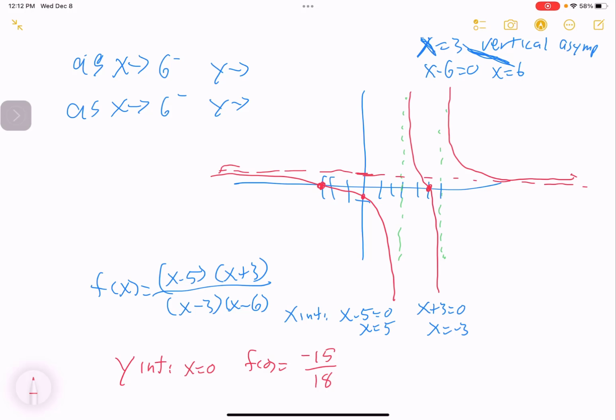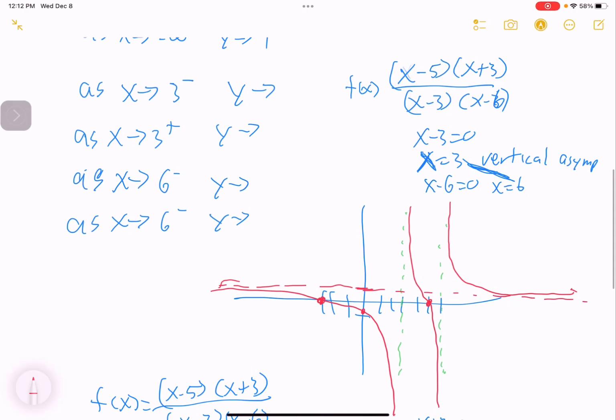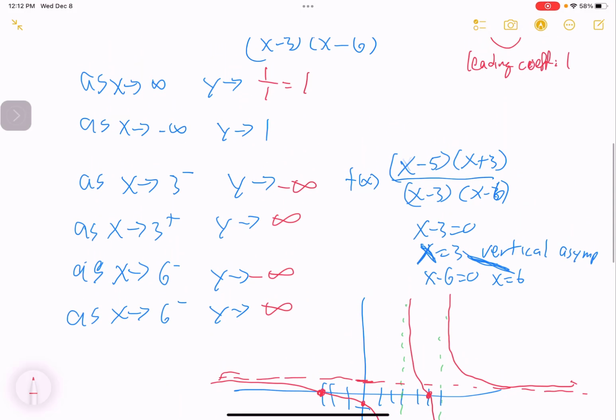Okay, so with that in mind, we can answer the rest of these questions. As x approaches 3 from the left side, this is going to negative infinity. As x approaches 3 from the positive side, it's going to positive infinity. As it approaches 6 from the left side, negative infinity. And as it approaches 6 from the right side, positive infinity. So there are the answers. Hope that helps.